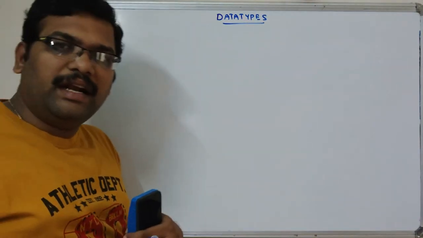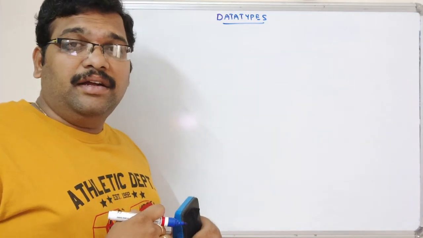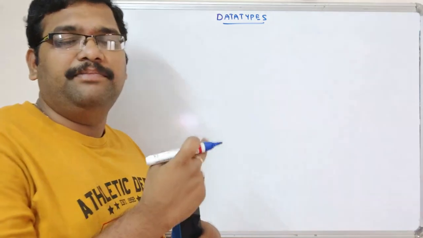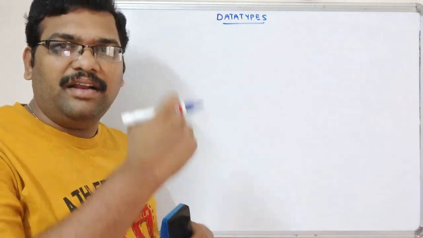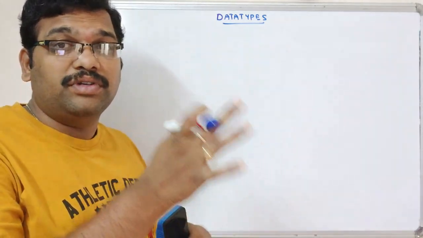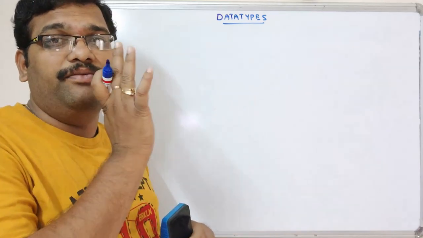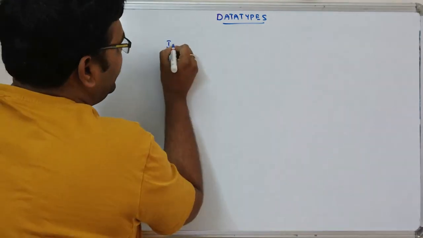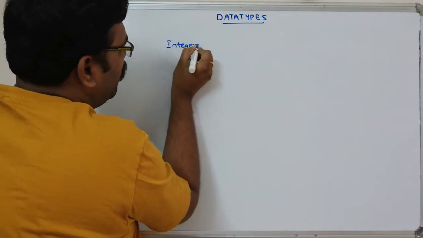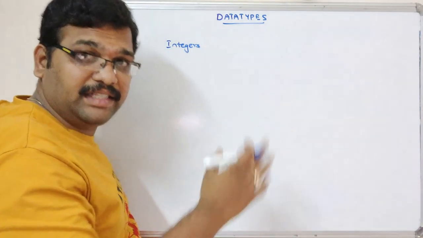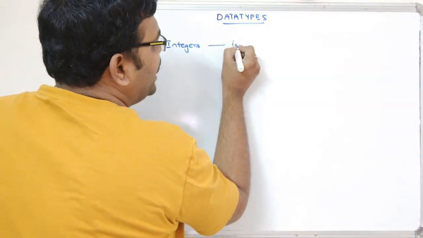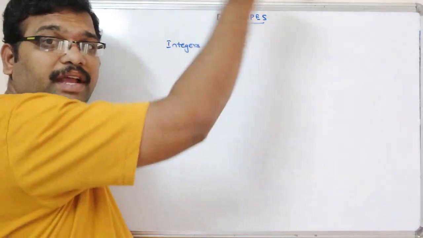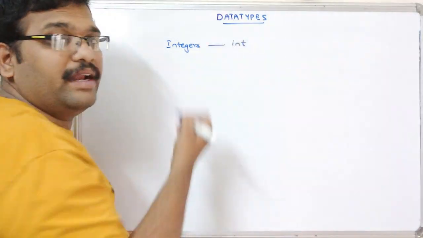Coming to the data types, the name itself indicates data type. By using these data types, we have to declare a variable such that the variable should contain only that type of data. For example, integers, all the integers, that means the numbers without any fractional values, will be declared with the keyword int. All these are keywords. With the help of a keyword we have to declare a variable. So these are the data types.